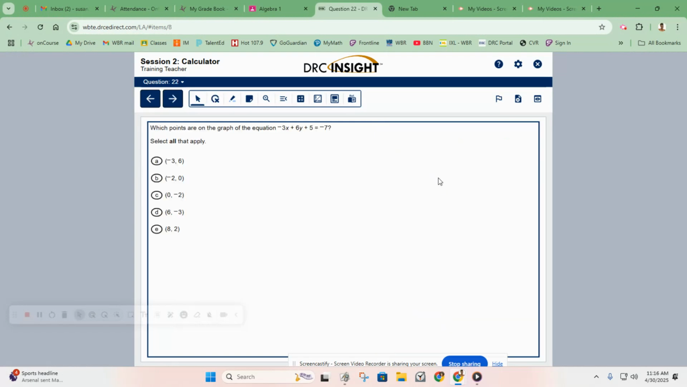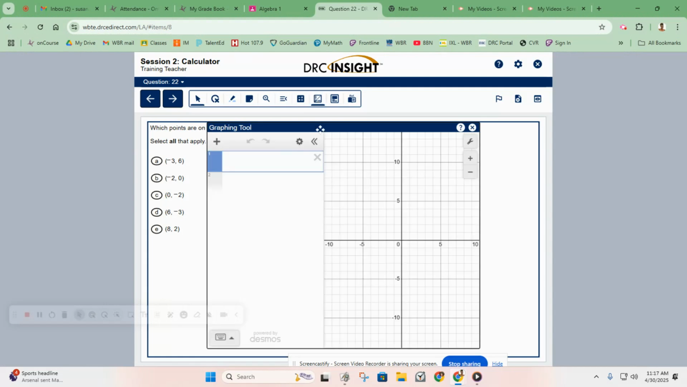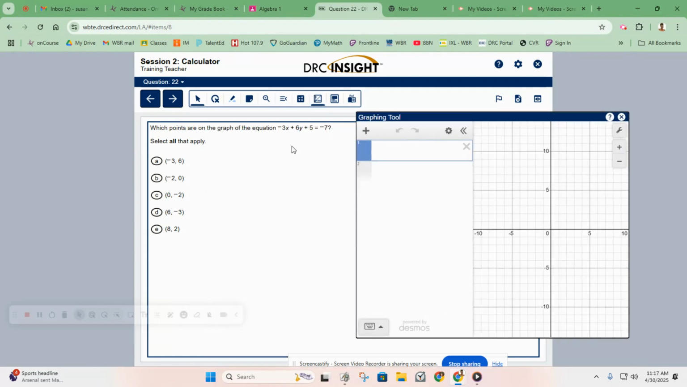Number 22. We're going to go to Desmos for this one. It says which of these points are on the graph. So let's open Desmos and type in the equation.